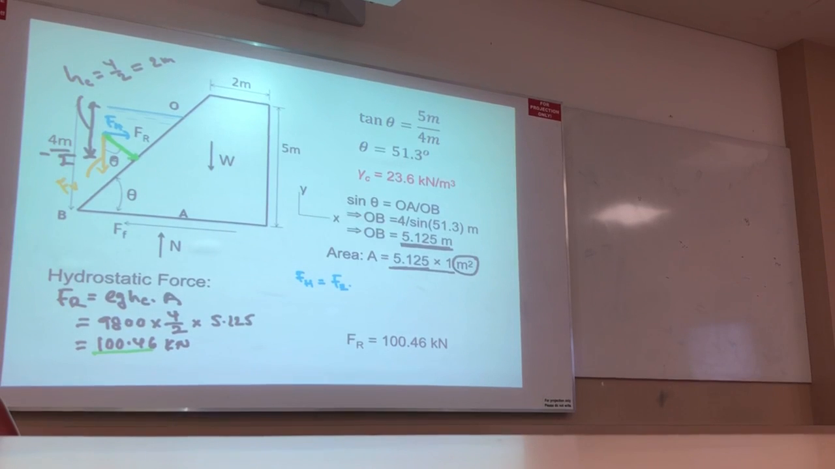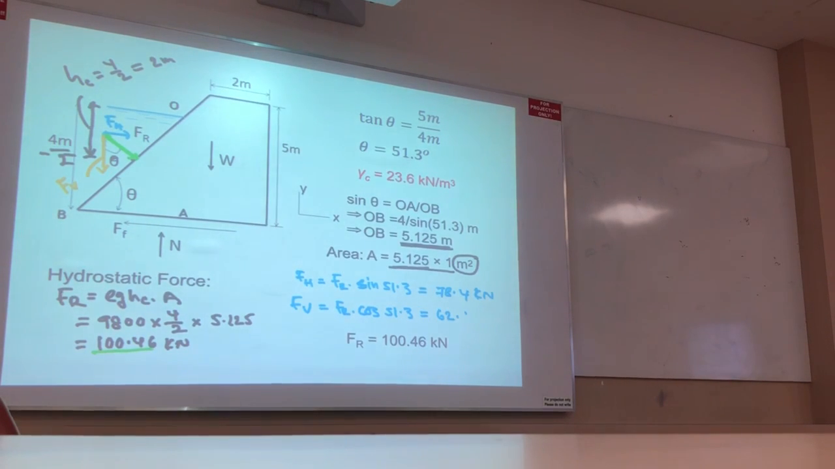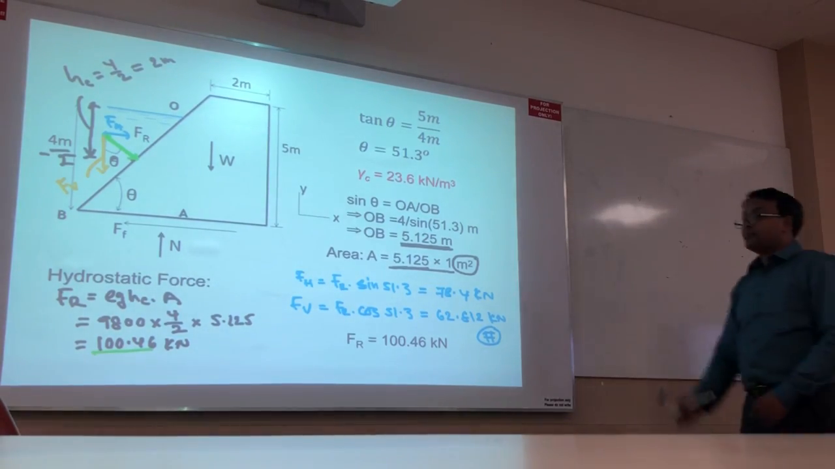FH becomes Fr sine 51.3. Then I get 78.4 kilonewton. And what is the vertical component? Fr cos 51.3. I get 62.812 kilonewton. And this is the answer. Okay? This is the part 1 complete.